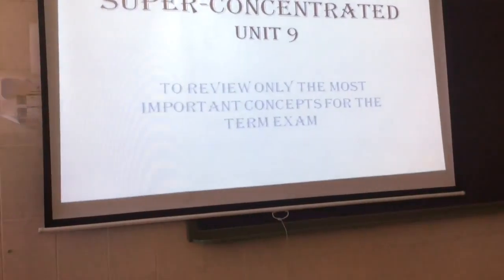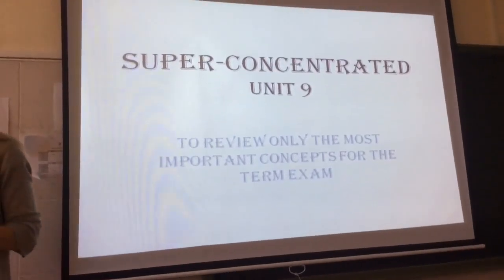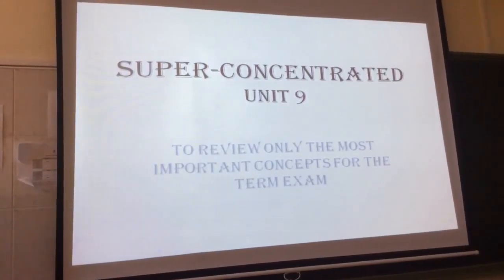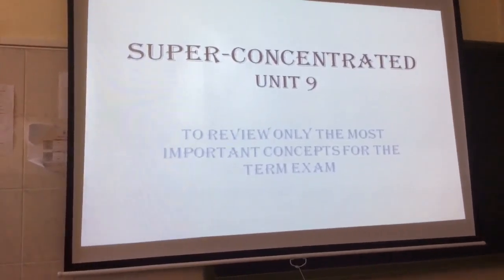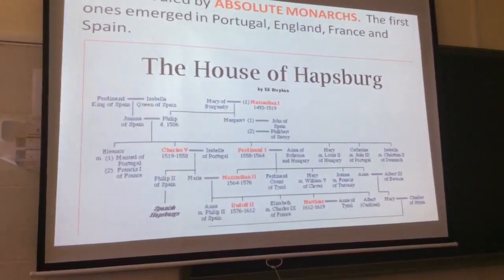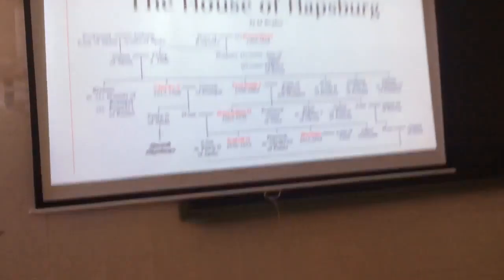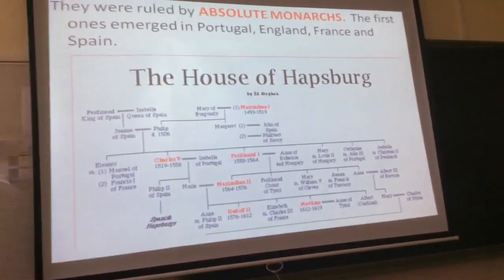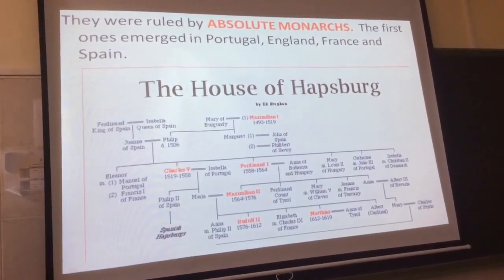Review only for the term exam, right? We saw much more than this in class. I'm doing a quick review so you know exactly what to study only for the exam. So the first important thing about Unit 9 is the rise of absolute monarchs. Remember, we have them in Portugal, England, France, and Spain.